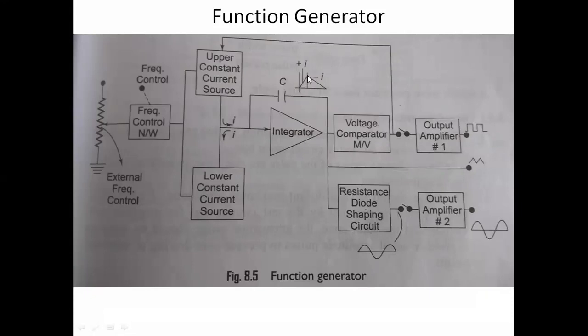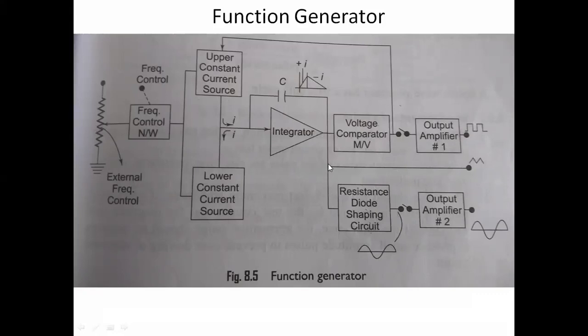After reaching the positive value, again it will produce a pulse. Again we will get the lower value. So like this, when we connect the voltage comparator output, that is nothing but the square wave. If you take the output of the integrator, that directly gives the triangular waveform.